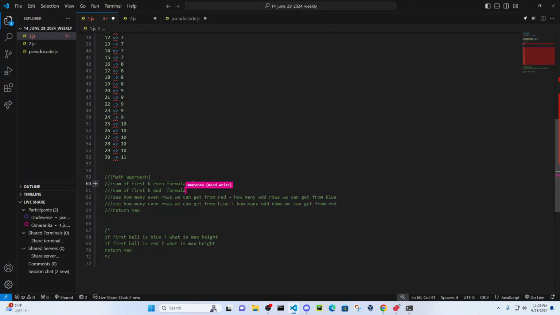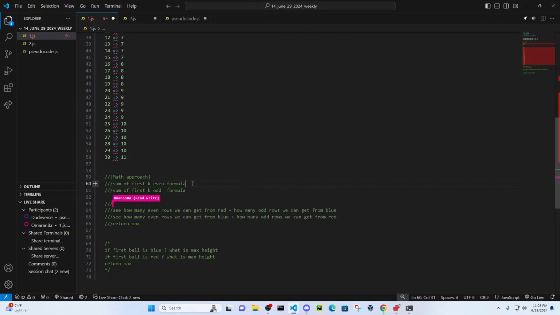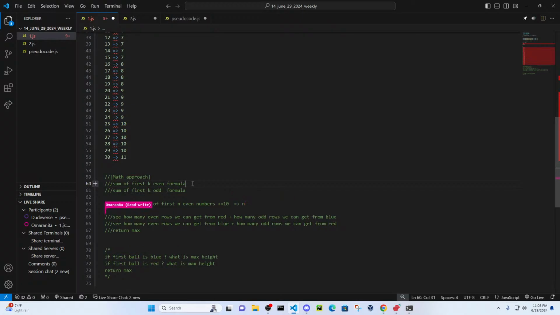So let's say you have 10 reds, you figure out the sum of the first n even numbers that is less or equal to 10. So you calculate this n, okay? And let's say you have 2 blue. You figure out the sum of the first n odd numbers that is less or equal to 2. So you get this n, correct?